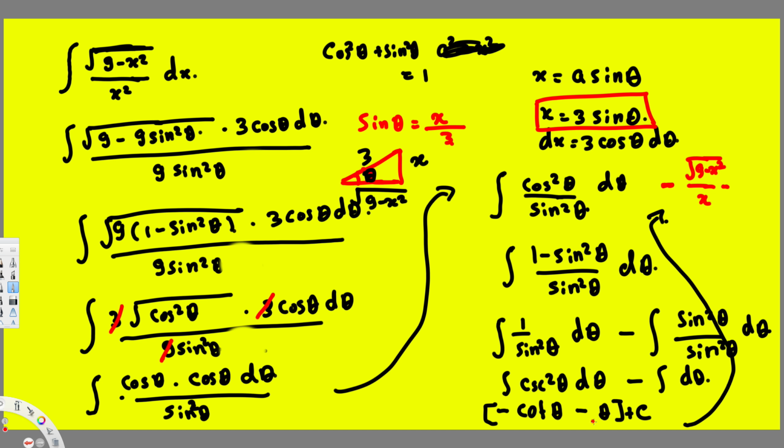And replacing theta is easy. All we have to do is take the inverse, like sine inverse of x over 3. So this is going to be sine inverse of x over 3 plus constant, right? That's going to be our final answer. I hope this helps. Thanks for watching.